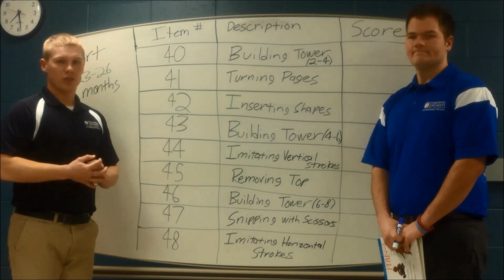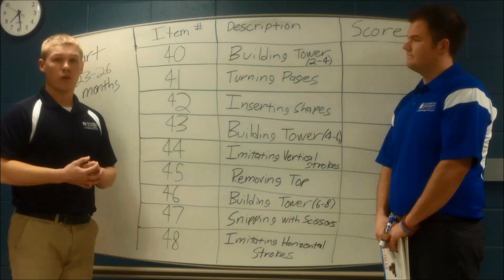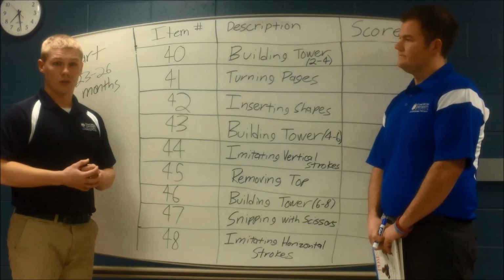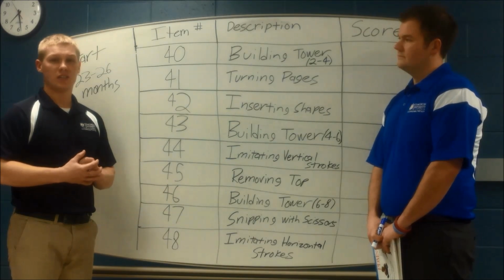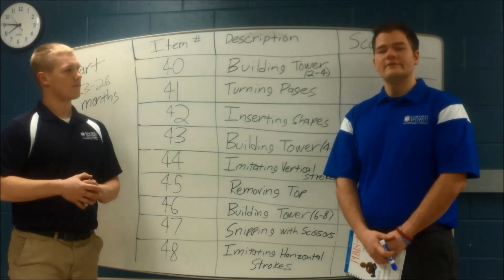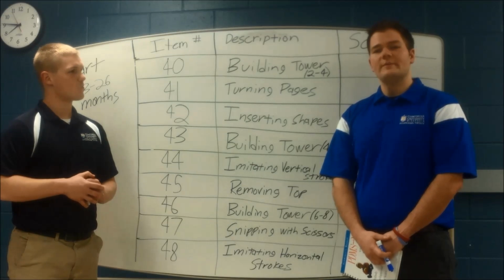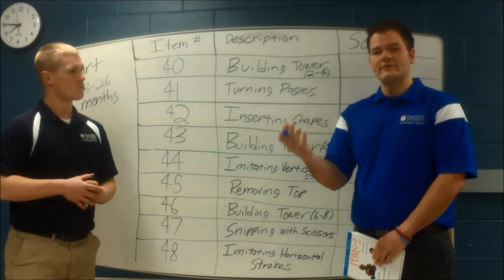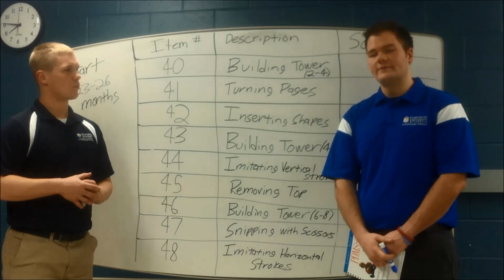For this second portion of the Peabody overview, we are going to be discussing the scoring. Scoring is important for any assessment. Scoring for the Peabody is done on a 0 to 2 ordinal scale, 2 being mastery of the skill, and 0 being no performance at all of the skill.